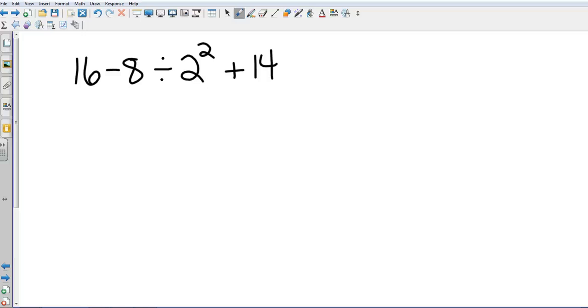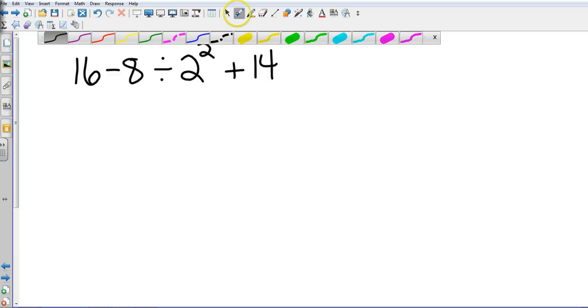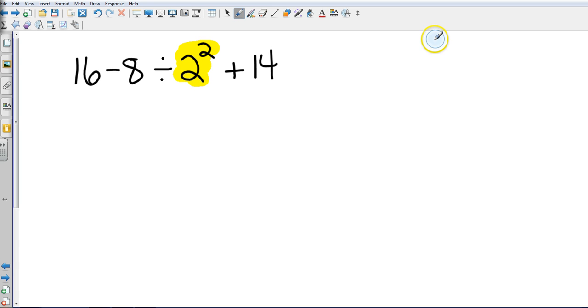All right, let's take a look at this. Please excuse my dear Aunt Sally. Parentheses, we don't have any. Exponents, we do. All right, so I'm just going to highlight our first exponent. I'm going to show every single step. So we're going to work through this. We've got 16 minus 8 divided by 4 plus 14.